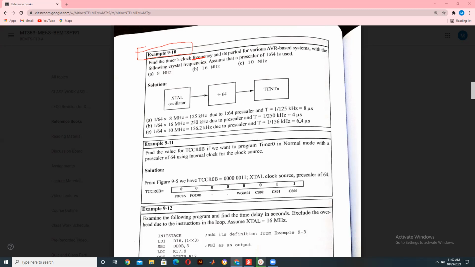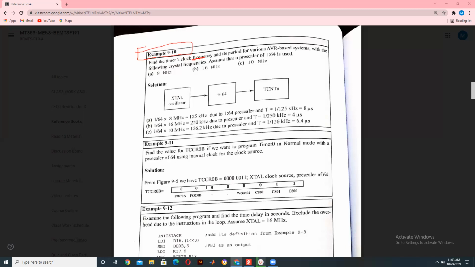We would be explaining this in all three, and we would be getting the answers. Then, example 11: find the value of TCCR0 if we want to program the timer in normal mode with a prescaler of 64, using the internal clock of the source. We would simply connect it, and what we needed was a prescaler of 64.